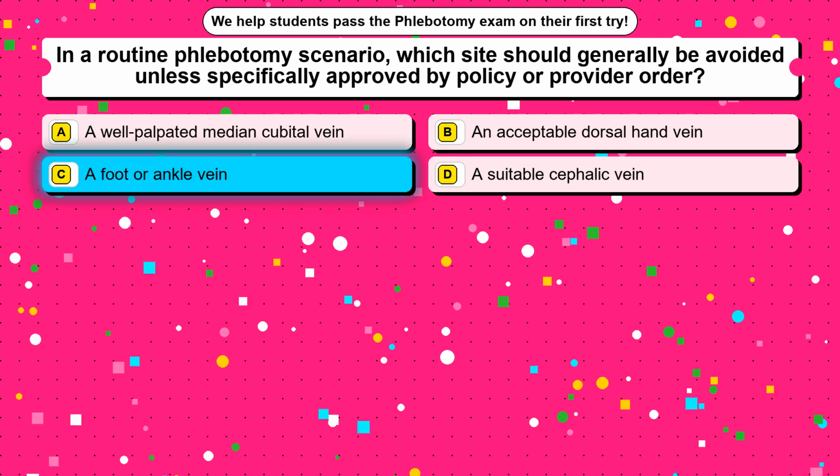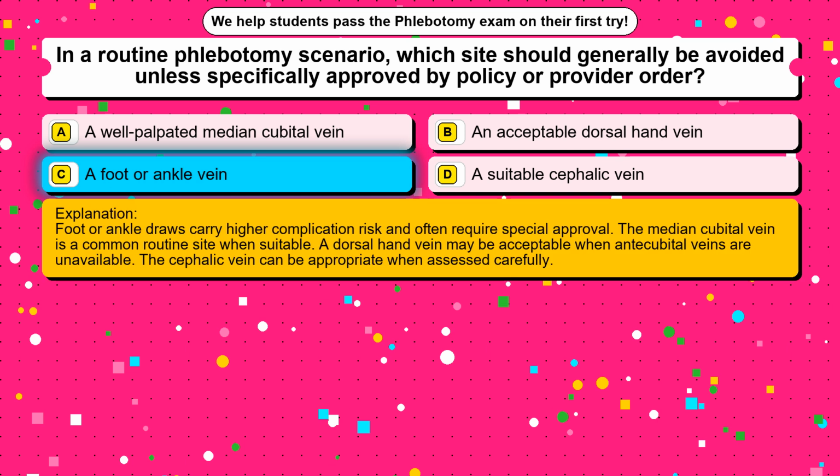The correct answer is option C. A foot or ankle vein. Foot or ankle draws carry higher complication risk and often require special approval. The median cubital vein is a common routine site when suitable. A dorsal hand vein may be acceptable when antecubital veins are unavailable. The cephalic vein can be appropriate when assessed carefully.